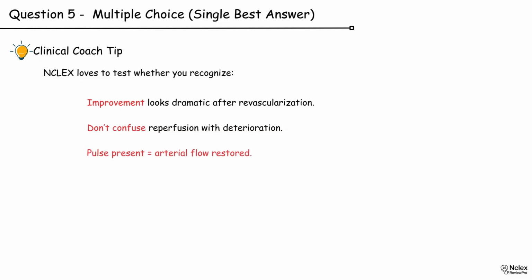Now here's the clinical coaching point. When you see a revascularization question on the exam, ask yourself one thing. Is this reperfusion or is this occlusion? Reperfusion looks warm and flushed. Occlusion looks pale and cold. If the pulse is present, arterial flow is working. Do not confuse restored circulation with deterioration. That is how NCLEX tests your ability to interpret surgical recovery correctly. All right, let's move on to the next question.